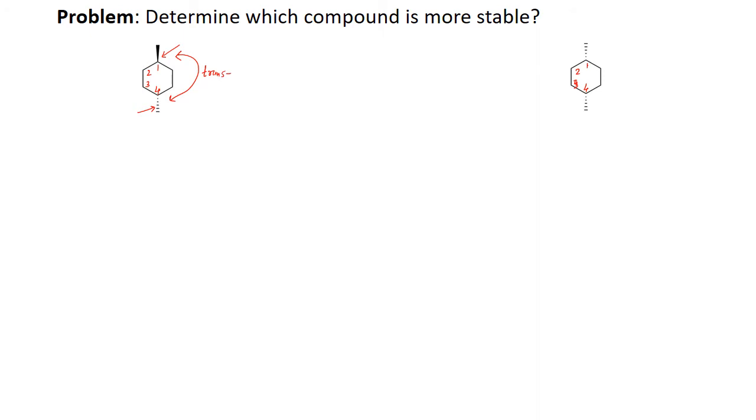Whereas on the cyclohexane on the right, both methyl groups are on dash bonds, which means the stereochemical relationship between these two methyl groups is of the cis kind. Now that we've assigned the numbering on the carbon atoms, the positions of these methyl groups, as well as the stereochemical relationship between them, let's go ahead and convert these cyclohexanes into chair conformations.